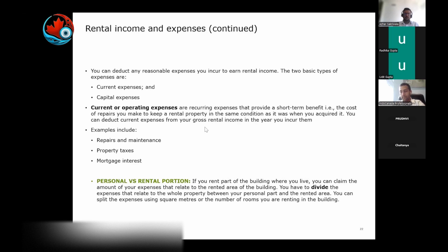Now coming on to what are the permissible, reasonable rental income and expenses. There are two types of expenses. One is the current or operating expenses, and the other is capital expenses. Current expenses would include repairs and maintenance, property taxes, mortgage interest expenses, and the like. The other expenses, which are of a long-term enduring nature, would be capital expenses.